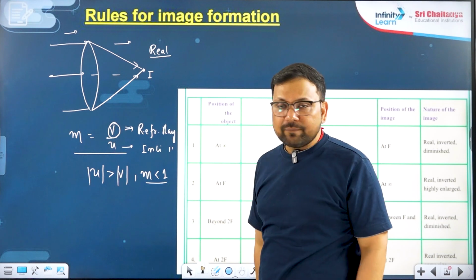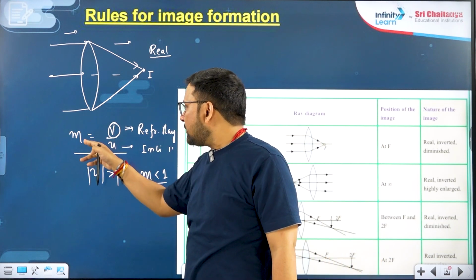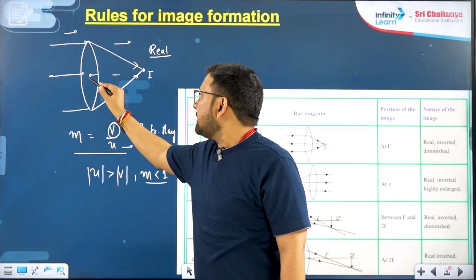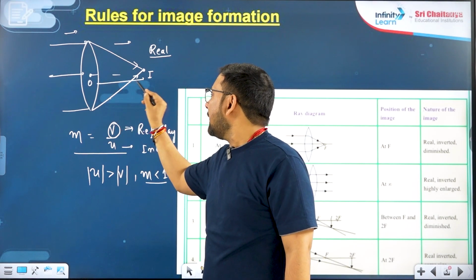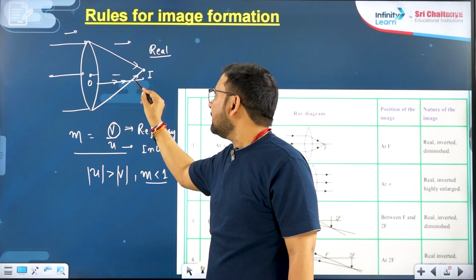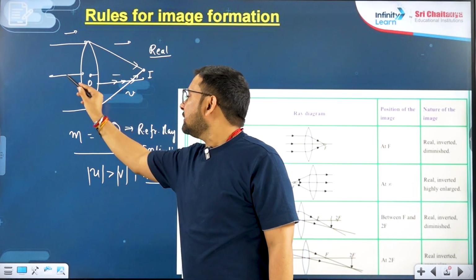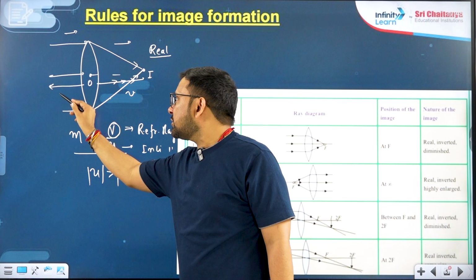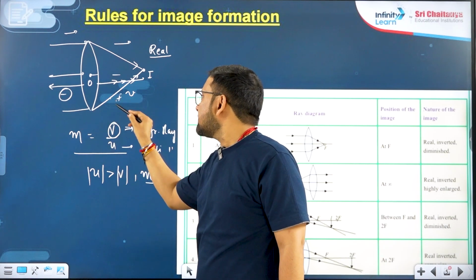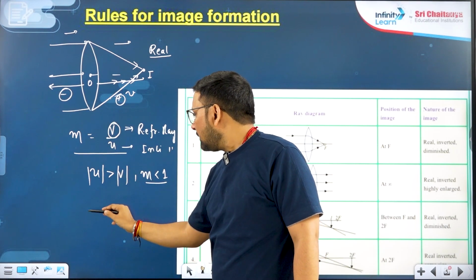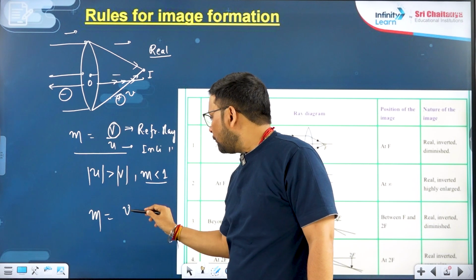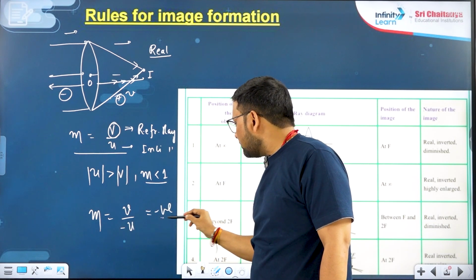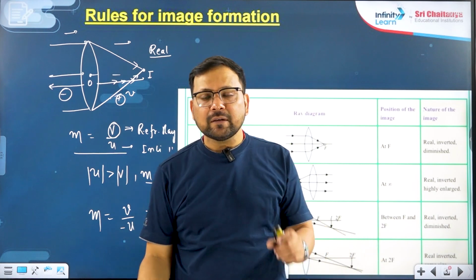How will I get inverted? As I said, m is the raw formula. If I am putting signs from the optical center, I measure v in the direction of the ray, and the object is measured opposite. So the object will be opposite, meaning negative, and the image will be positive. So I will write magnification as v by minus u. It is negative, and negative means inverted.